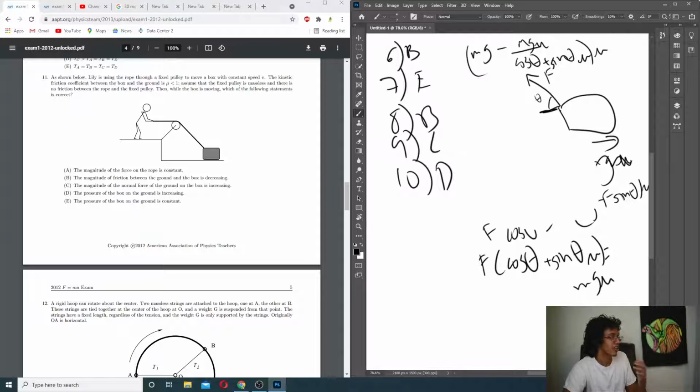Okay, well I guess we could just logic it out, right? So it's probably not constant, right? So E is probably not right. So it's either B or C, but C and D are the same, so it should be B.